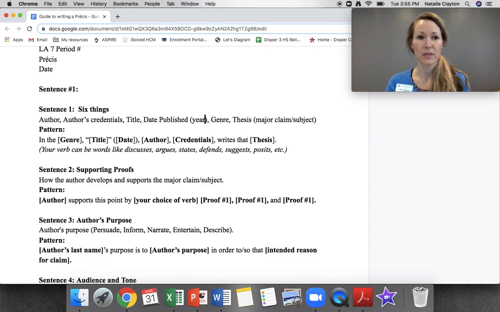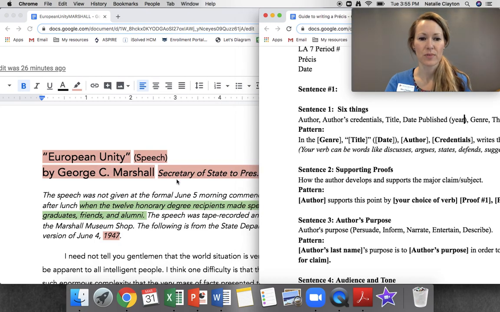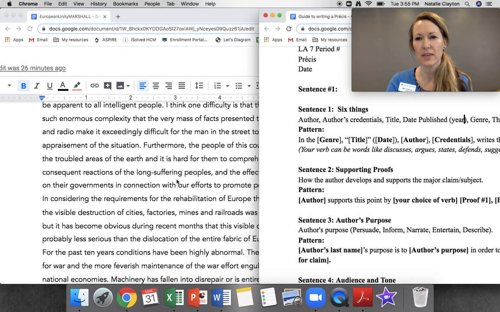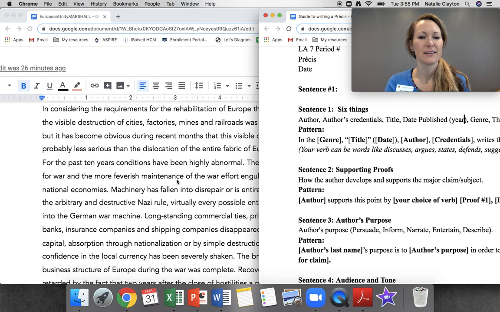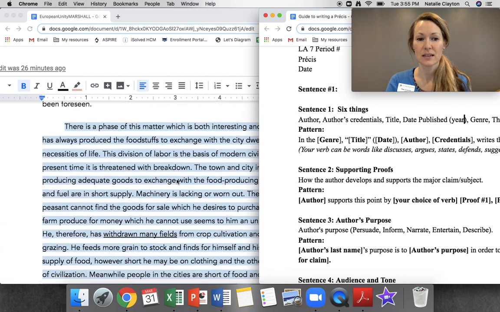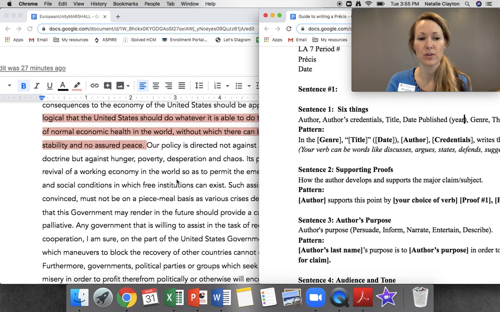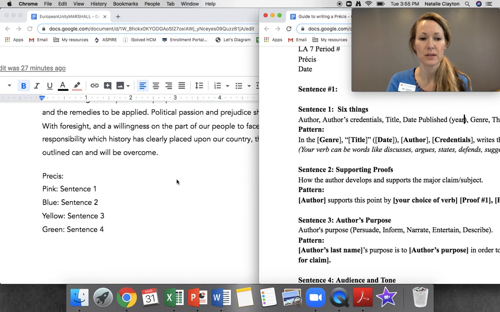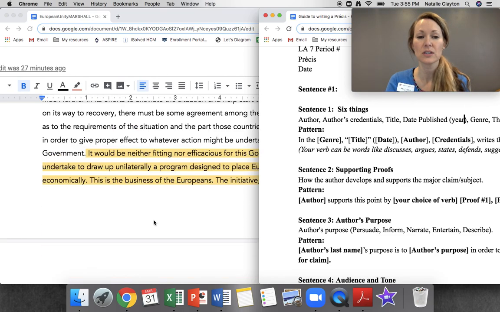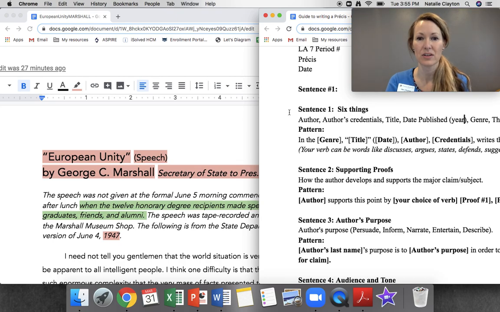We are going to cover European unity. I have it right here for us. And the cool thing that I did for you is highlight some things in certain colors. You'll note at the very bottom of European unity that for the précis, the pink is sentence 1, the blue is sentence 2, yellow sentence 3, and green sentence 4. So we're going to start looking at the pink stuff.